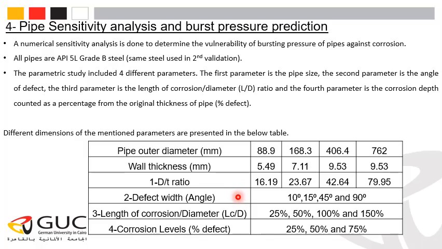The second is the defect angle or the defect width. Four angles are also used. The third parameter is the length of corrosion to diameter ratio. Four lengths of corrosion to diameter ratios are adopted. And finally, the corrosion levels. I used the three corrosion levels, 25%, 50%, and 75%.